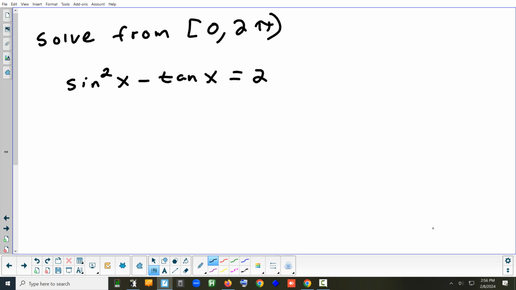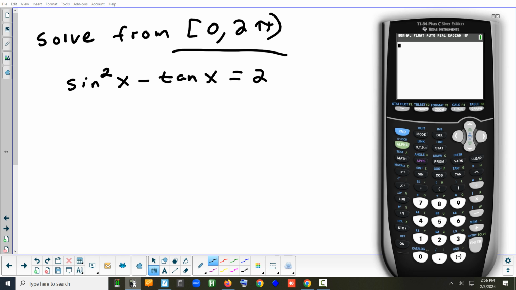So 0 to 2 pi, this tells us our window. That means we're going to set the x min to 0 and the x max to 2 pi. Now, sine squared is going to be between 0 and 1. But tangent has a vertical asymptote in it. That's going to cause the graph to go up and down forever, because you have that tangent.